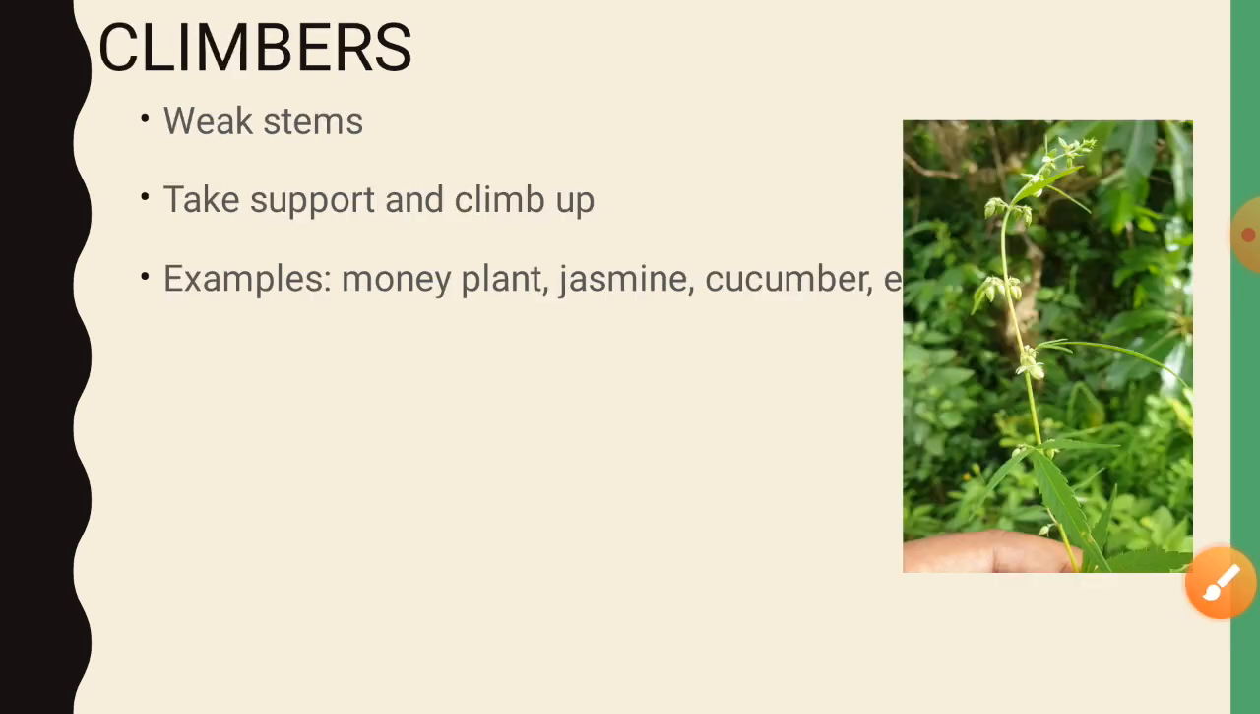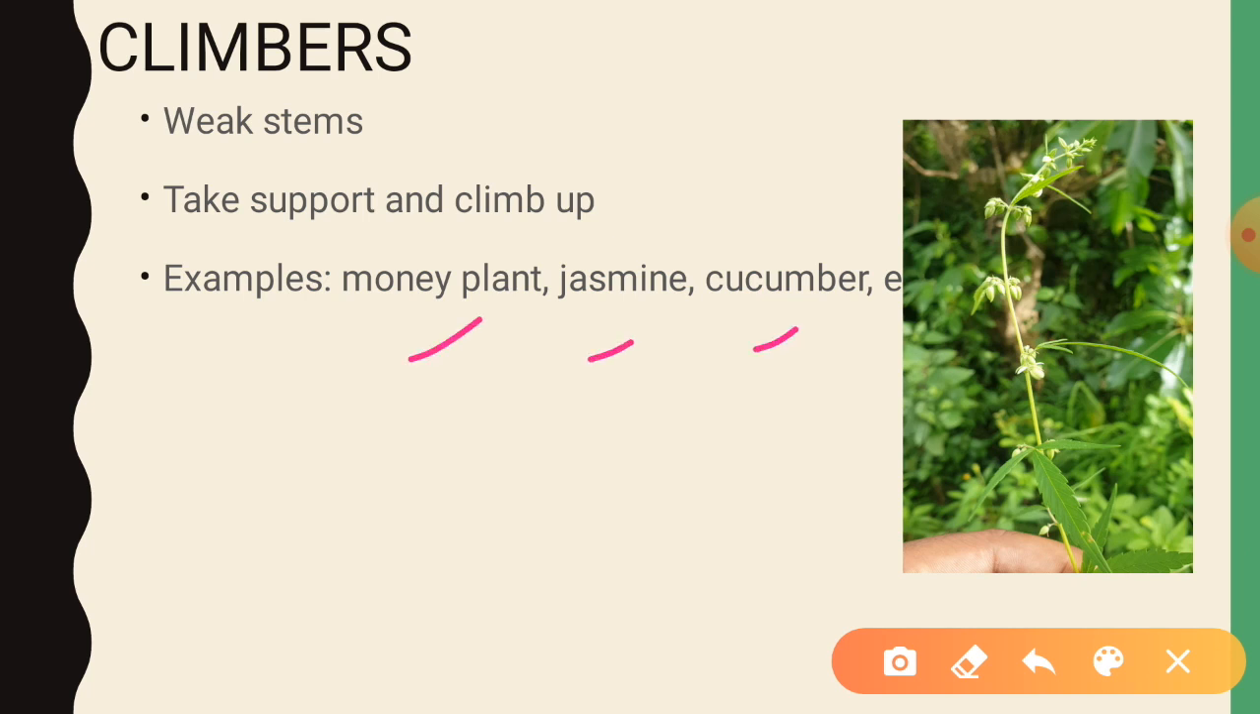Now let's see what's the next thing. Here you can see the name climber. Look, the name climber itself suggests to climb. These are the plants having weak stem. If I tell you the properties, then their stem will be thin, long and weak. They take support and climb up. They grow vertically. So let's see the example. The examples are money plant, jasmine, cucumber. In the picture, students, you can see it's a climber. It needs support and it grows vertically upward. Let's continue.